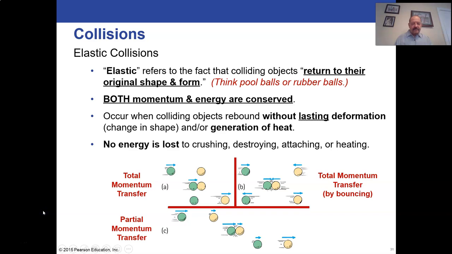No energy is lost because there's no crushing or destroying or attaching of particles, no heating, no additional heat is released. So the energy before of all the particles, the kinetic energy of the particles, is still in the kinetic energy of the particles. It's just redistributed after the collision. We don't lose anything to heat loss from the particles colliding.